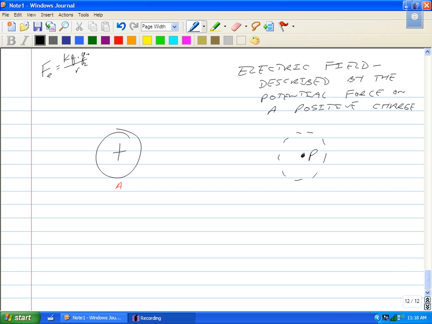Now, could we have just as easily described it as the potential force on a negative charge? Sure. It's just a convention. We're going to say it's... Alright, so at point P... Oh, and by the way, the symbol for electric field is capital E.